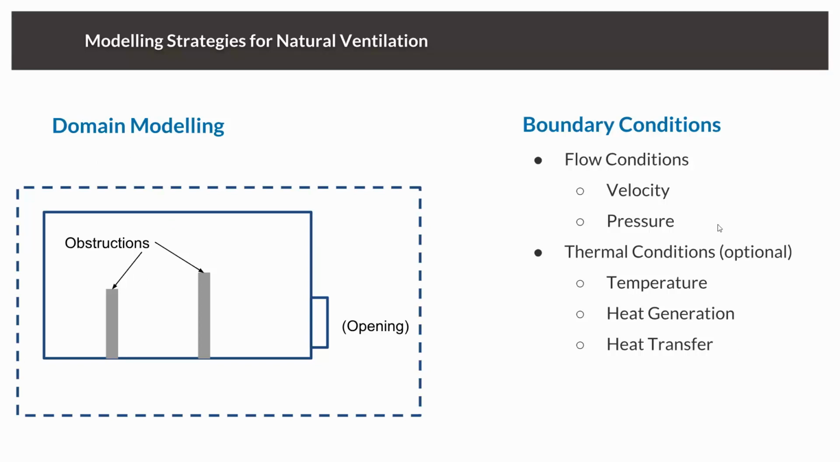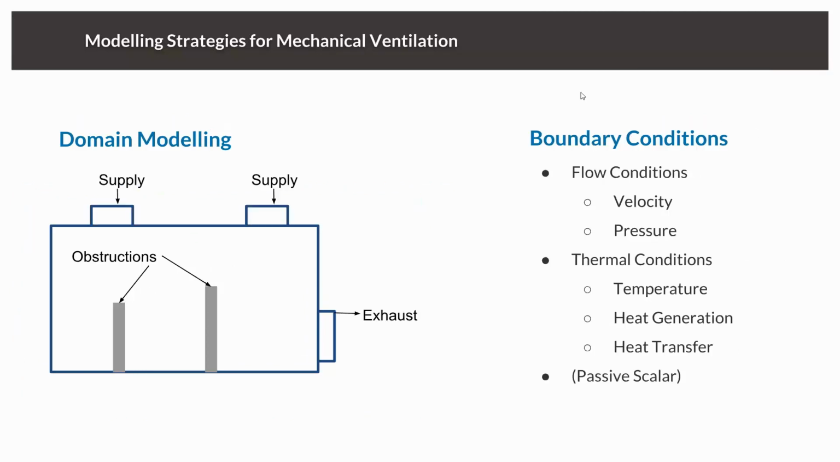And now what we need are boundary conditions. So there are basically three things we can do. First of all, we can define and test different flow conditions. We can take a look at how the natural ventilation inside the building will change depending on the wind speed, the wind direction, and the reference pressure.